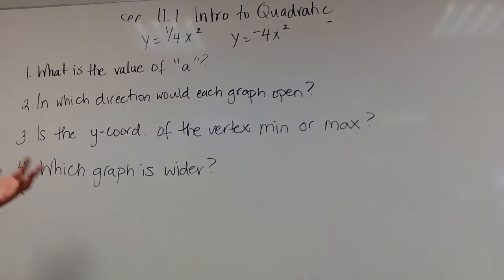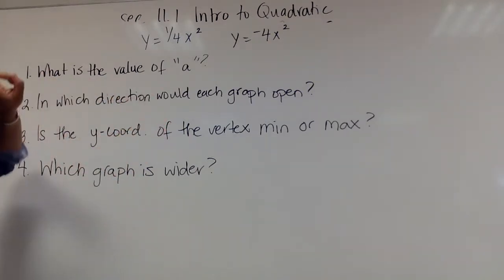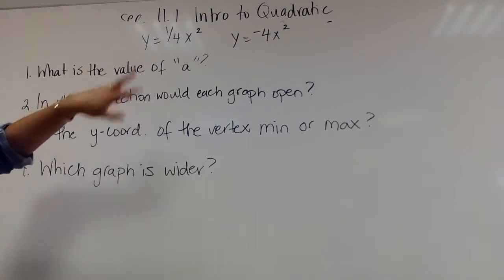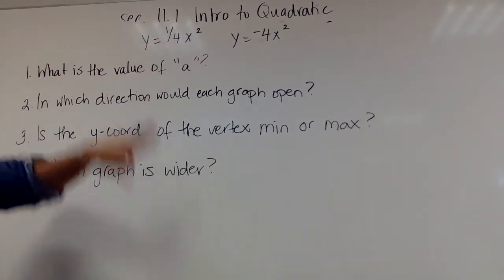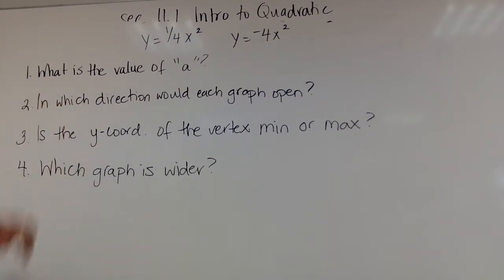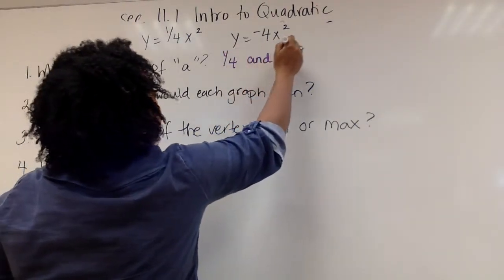First question says, what is the value of A? Well, that's obvious. You've got to remember that the value of A is the coefficient with the x squared. So you have two values of A here because you have two functions. So you should have two answers for number one. Your value of A is 1/4 and -4.